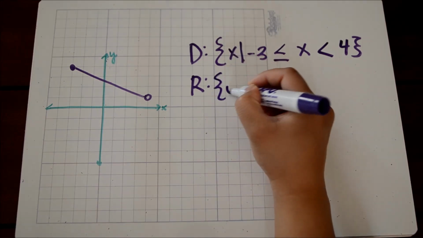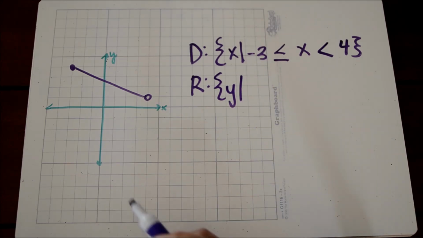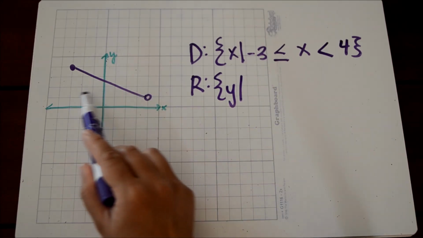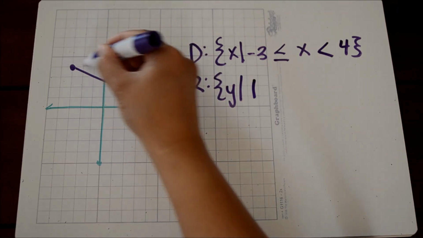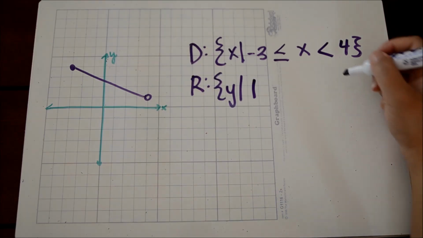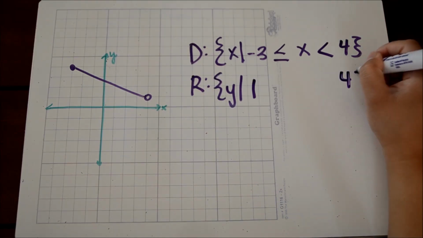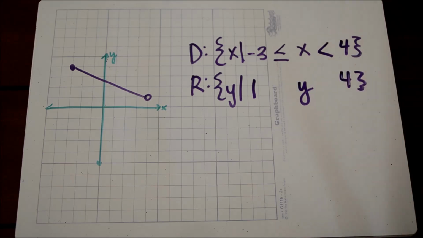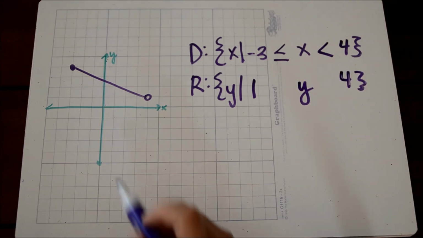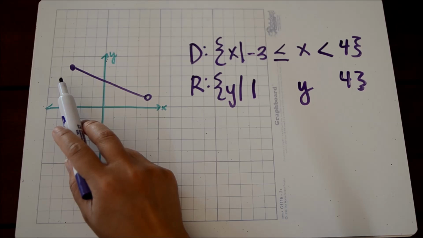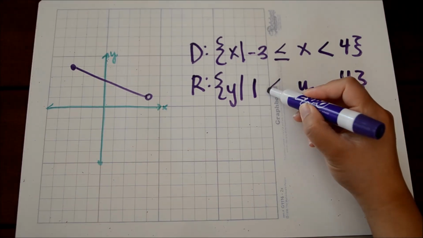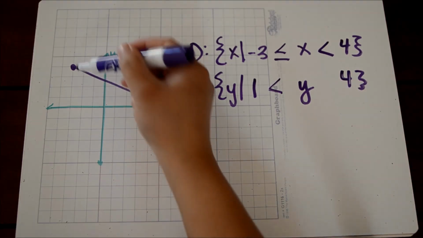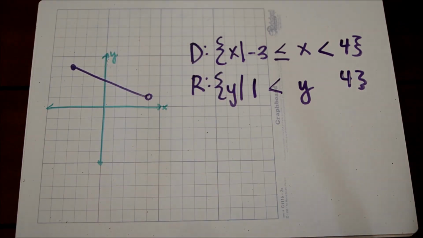Let's take a look at our y values, our range. Our lowest or smallest y value is right here at +1. The highest y value is here at +4. We're going to put a y in the middle because we're talking about our range values. At the 1, we have an open circle. So that open circle means 1 is not included. We're just going to use the less than symbol. At the +4, we have a closed circle, so that's going to be less than or equal to.